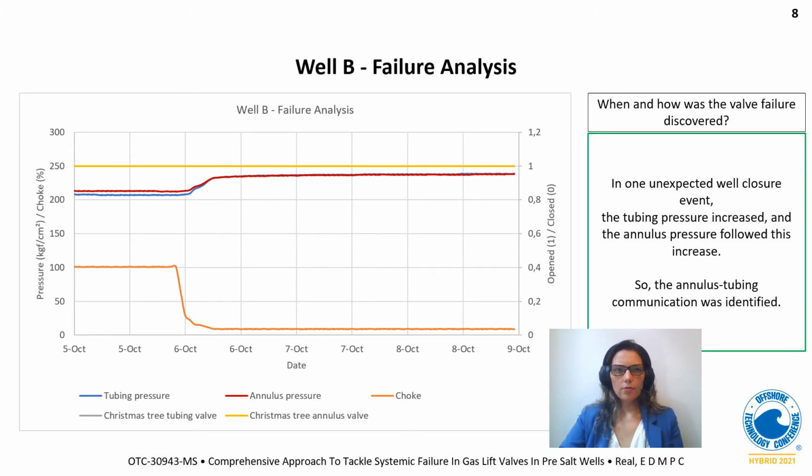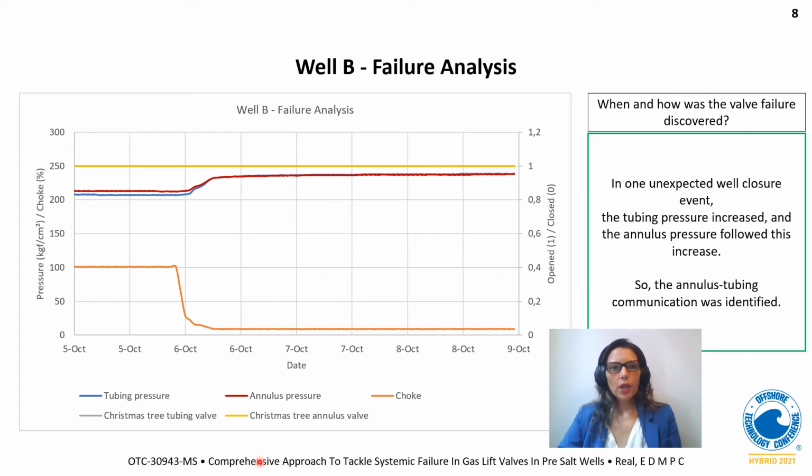When and how was the valve failure discovered? In the chart you have tubing pressure in dark blue, annulus pressure in red, Christmas tree tubing valve in yellow, Christmas tree annulus valve in gray, and shock valve in orange. About the valves, when it is open, we have the value of 1 in the right ordinate axis. When it's closed, you have 0. Both Christmas tree valves have the same open and closed behavior.